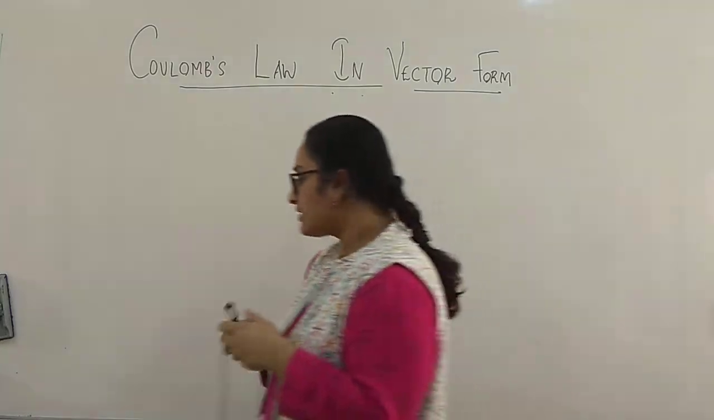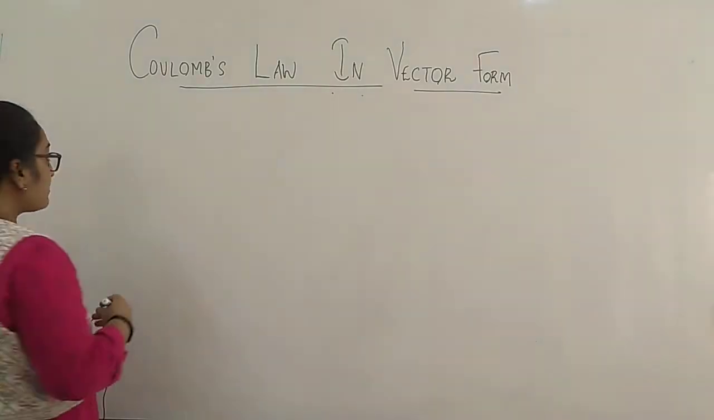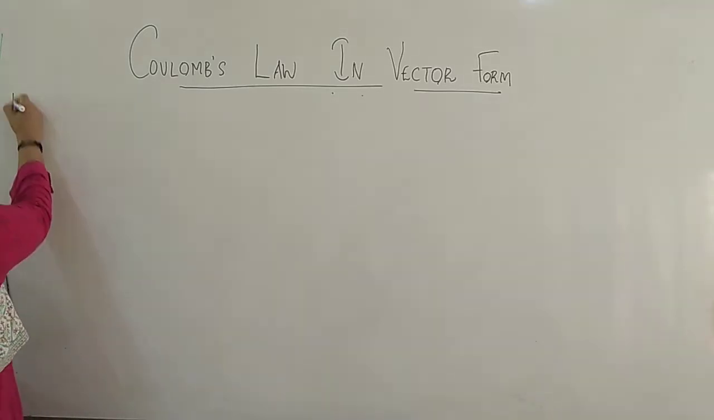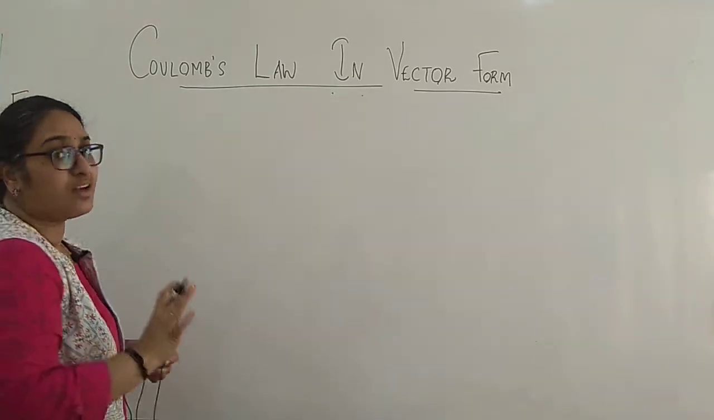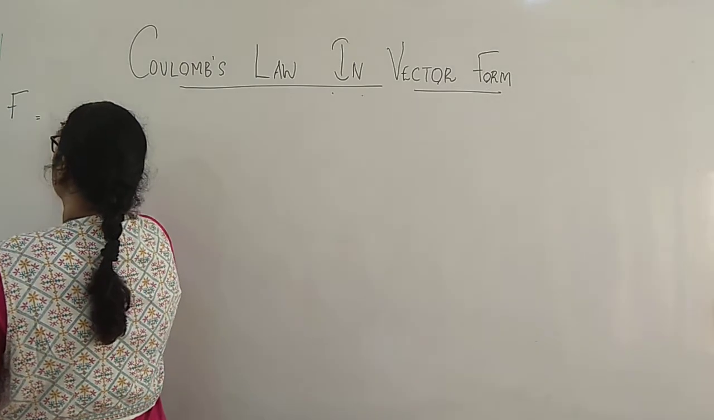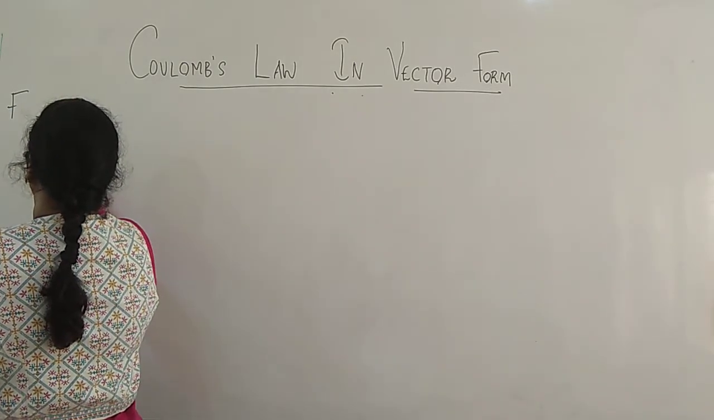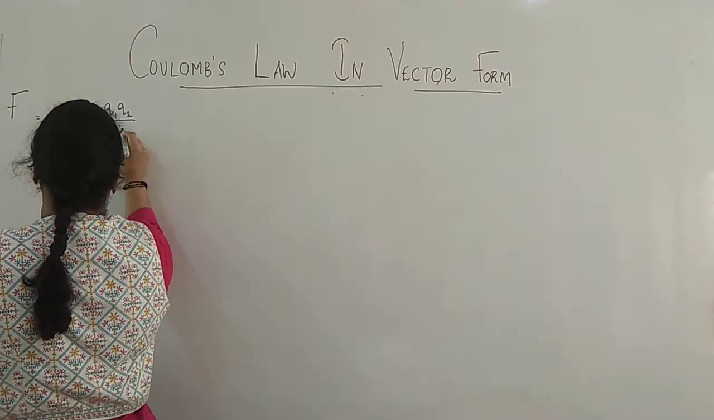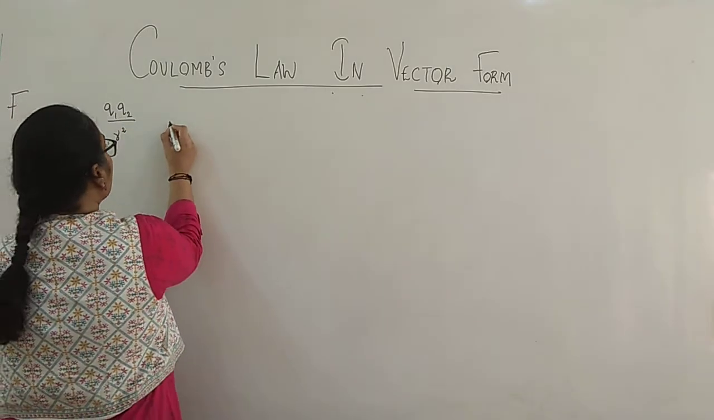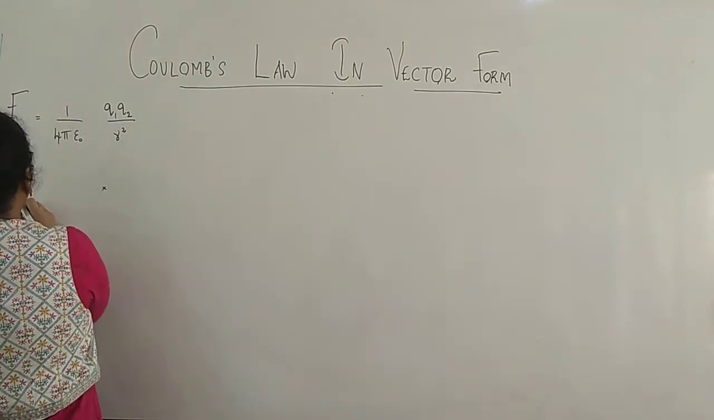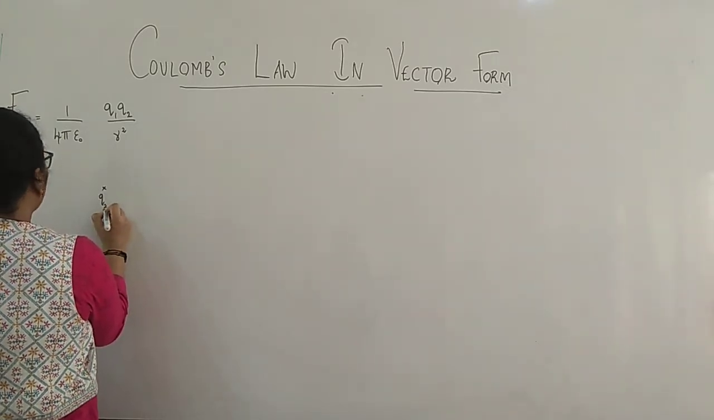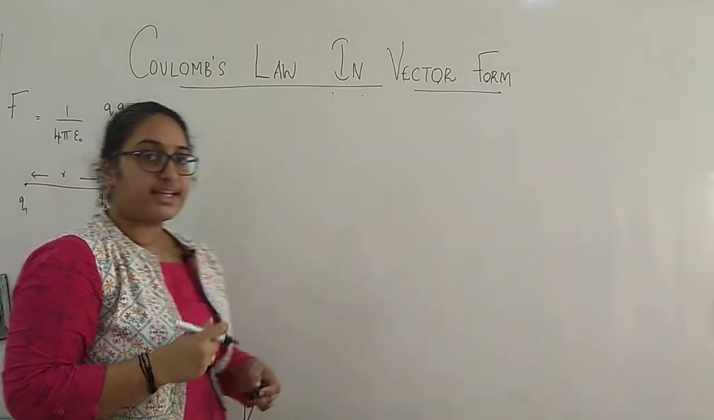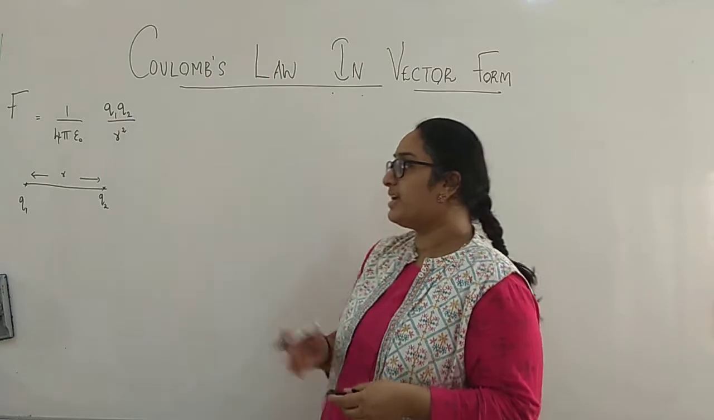Let's see that. First I'll just write Coulomb's law. We have 2 equations, F air and F medium. I'm just writing a general equation, so I'm leaving it as F. F is equal to 1 by 4 pi epsilon naught Q1 Q2 by R square. The force between 2 charges, let me call them Q1 and Q2, separated by a distance R. The electric force between the 2 charges is given by F.